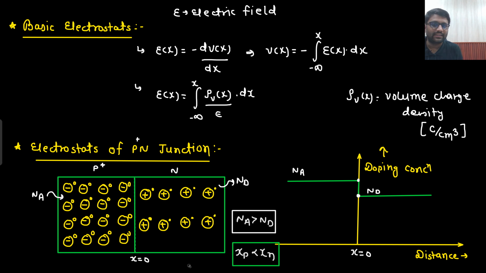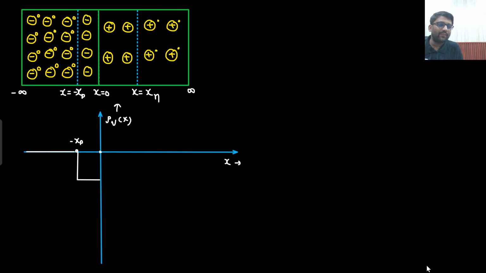So what I mean to say is that, what does your rho V of x represent? Charge per volume. But this charge per volume is a certain value, no? Like when I am moving from minus xp to 0, my charge per volume is minus qNa. Do you agree to this point? It is equal to minus qNa.